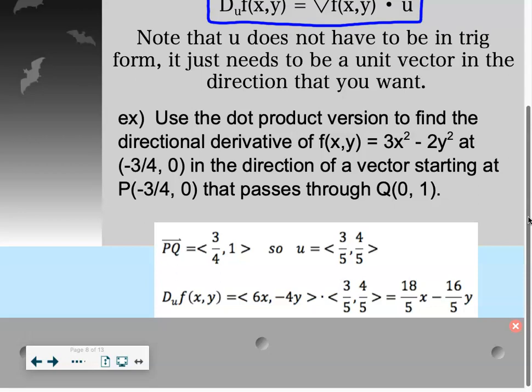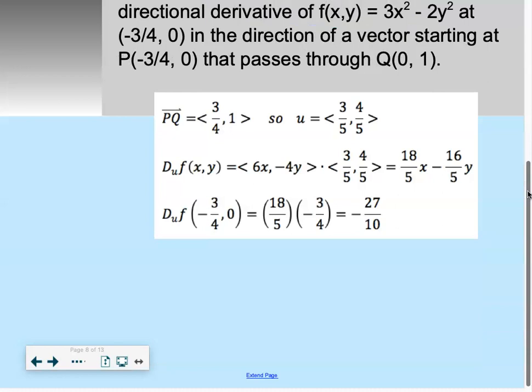Okay. All right, and then the last thing you have to do is plug in your points. Right, and so you plug in your point, and there's your slope. This would be the slope of your surface in the direction of 3/5, 4/5. So the slope of your surface means going down in that direction. Okay.